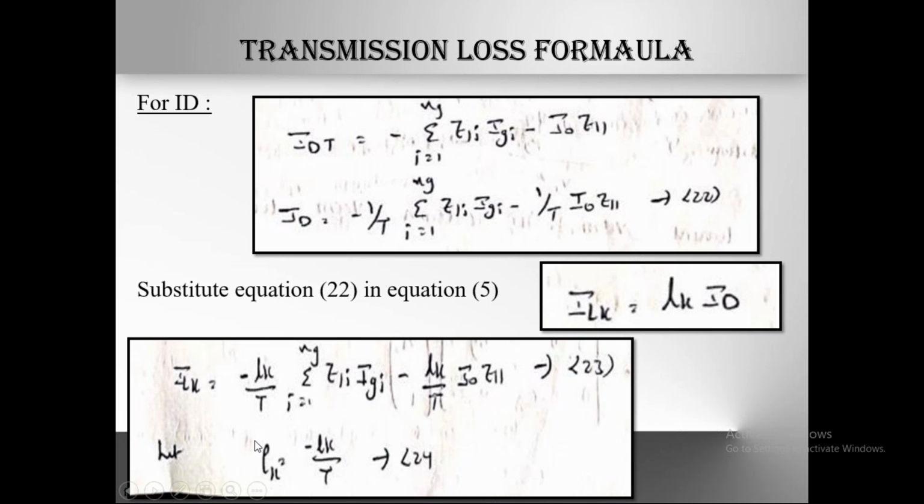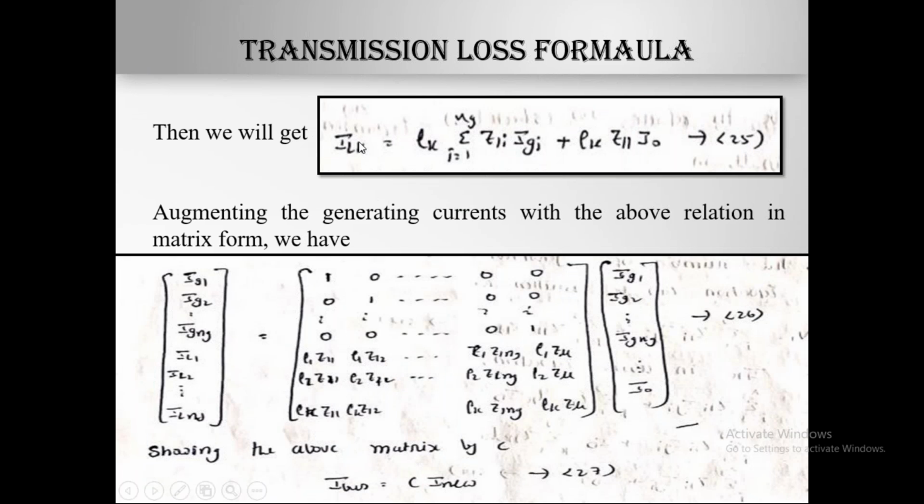So after substituting that rho K in equation 3, what will you get? This is the final equation, that is the loss current at the kth bus. And sometimes you will get a two marks question: write down the transmission loss formula. So you can write this formula: ILK is equal to rho K summation of 1 to Ng Z1I IGI plus rho K Z11 I naught. This formula is called the transmission loss formula at the kth bus.